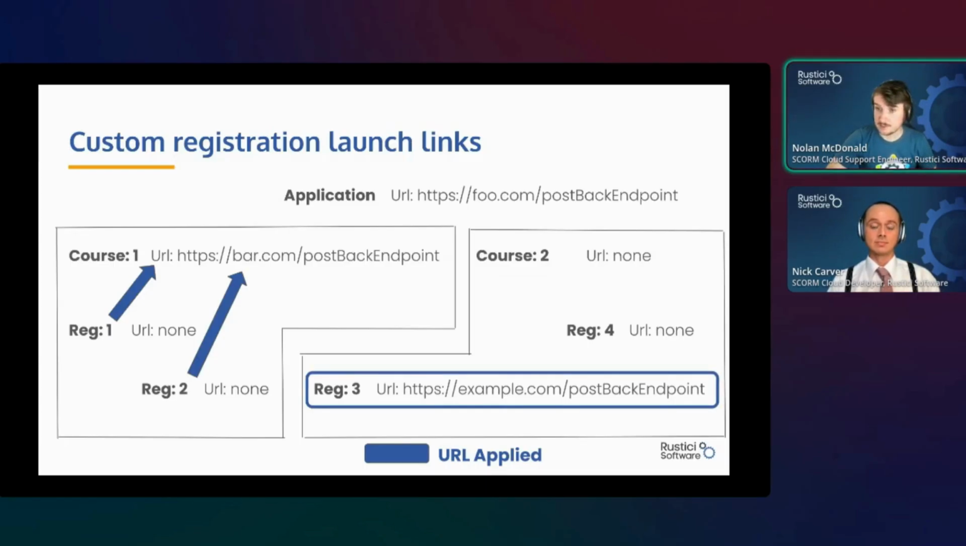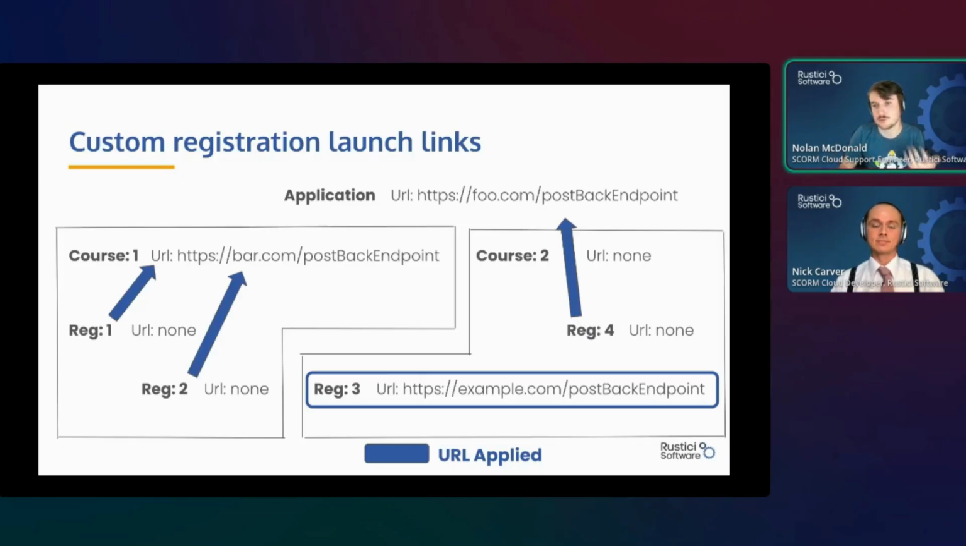For registration 3, it does have a registration level configuration, so no need to look up the chain. It's just going to use that, and all of the updates for registration 3 are going to be sent to example.com/postback endpoint. And finally, for registration 4, there's nothing set on the registration and nothing set on the course. So it's going to look up the chain and use that application level configuration. And like Nick said, this is true for any configurations you have in SCORM Cloud. It's not just for postback URLs. If you want courses to launch in a new window or stay embedded in a frame, that would be another one.